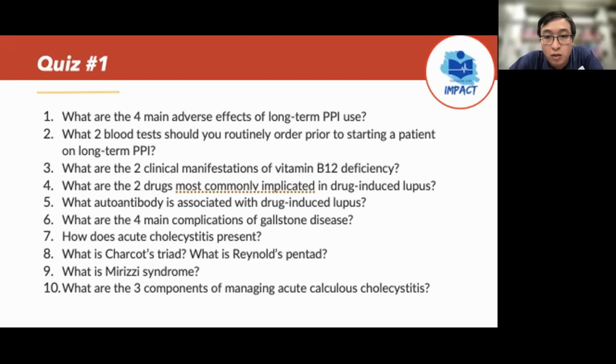And the three components of managing acute calculous cholecystitis is firstly supportive care, IV fluids, replace electrolytes, etc., pain control. IV antibiotics for everyone. IV Tazocin is the most commonly used antibiotic, but cefalexin and metronidazole are equally good if you're not worried about Pseudomonas. And the third component is a laparoscopic cholecystectomy. In patients with concurrent choledocholithiasis, you would need to do a pre-operative ERCP before laparoscopic cholecystectomy.